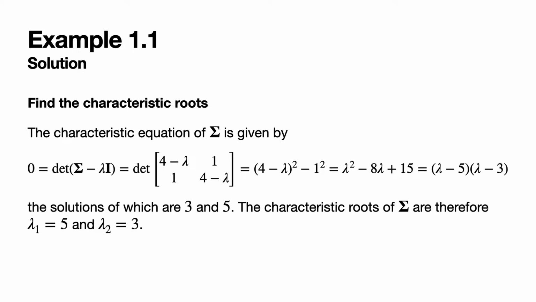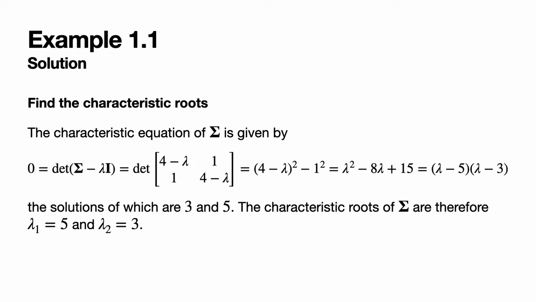Now, the difference between cap sigma and the matrix lambda times the identity matrix is the 2 by 2 matrix shown there in the matrix brackets. So the 1, 1 entry in that difference is 4 minus lambda. The 1, 2 entry is 1. The 2, 1 entry is 1. And then the 2, 2 entry is 4 minus lambda. And we have to take the determinant of that 2 by 2 matrix.